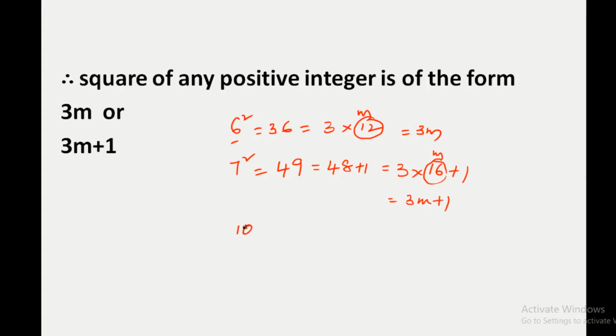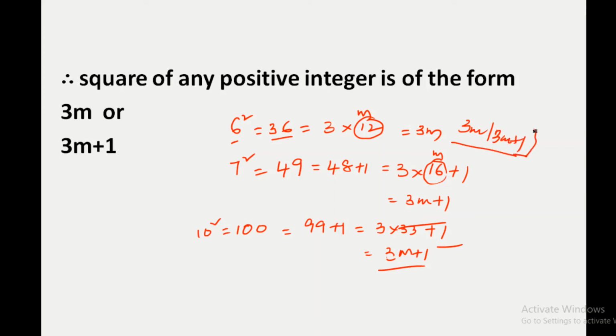Similarly, if I take 100, which is 10 square, this also I can split as 99 plus 1. This is 3 into 33 plus 1. Again, this is in the form of 3m plus 1. Similarly, you can consider any number and its square can be written in the form either 3m or 3m plus 1. That is what it is all about in solving this problem.